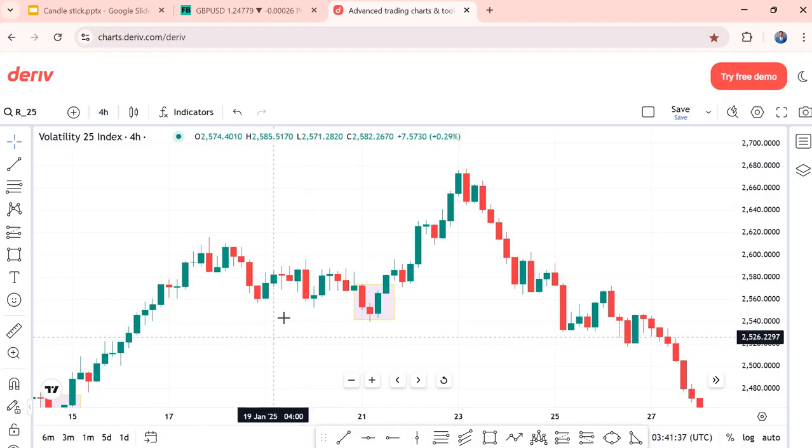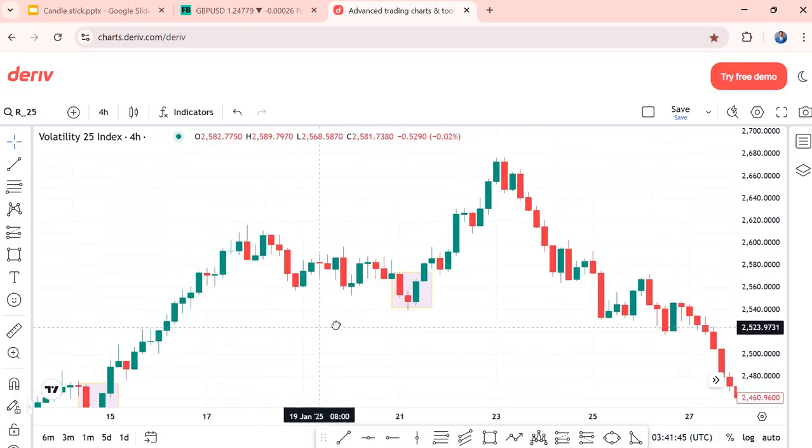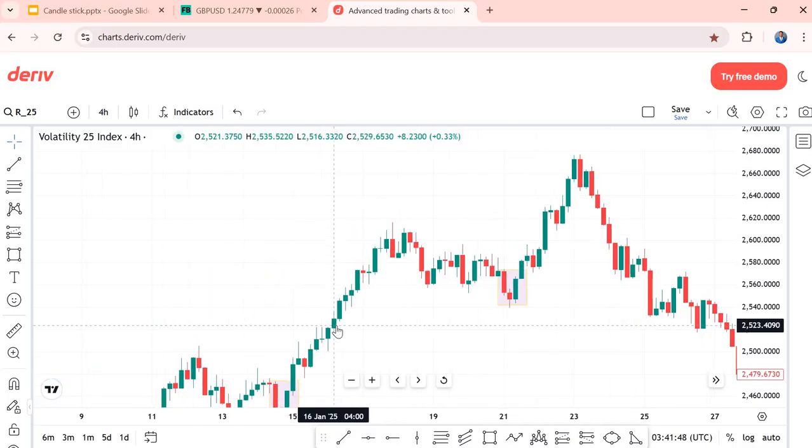We shall look at the next one, which is the evening star. The evening star is directly opposite to the morning star. We shall look at that one as well. Make sure you are following closely as we learn to speak the language of the financial market.